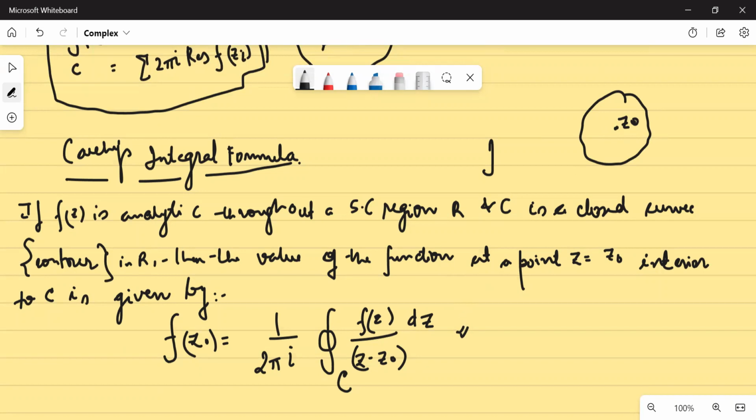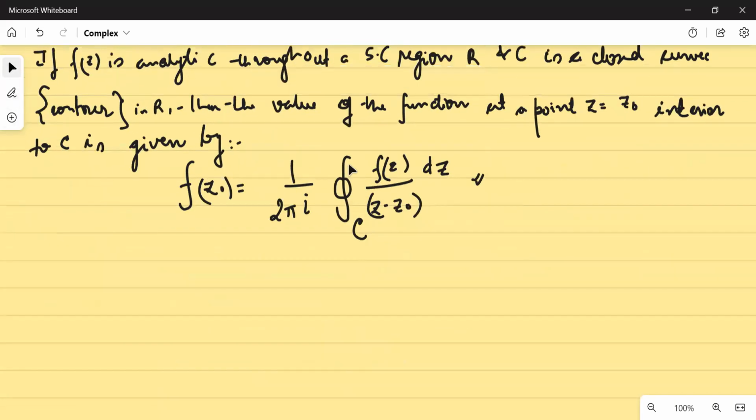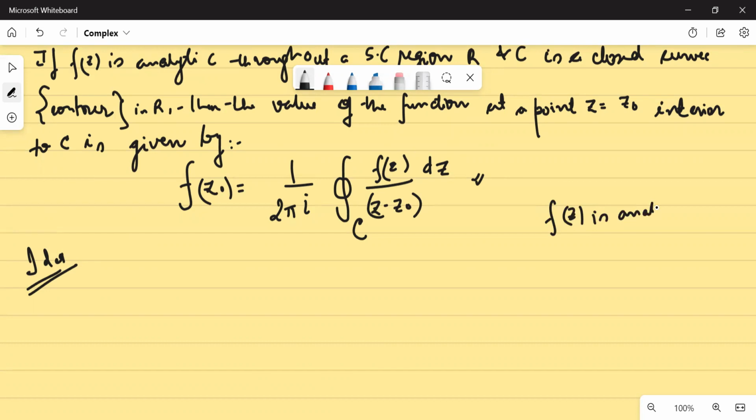So how do we go about this? Just to give you an idea or motivation, you can clearly see that f(z) is analytic within the closed contour C, which is contained in a simply connected region R. So this is analytic within C.